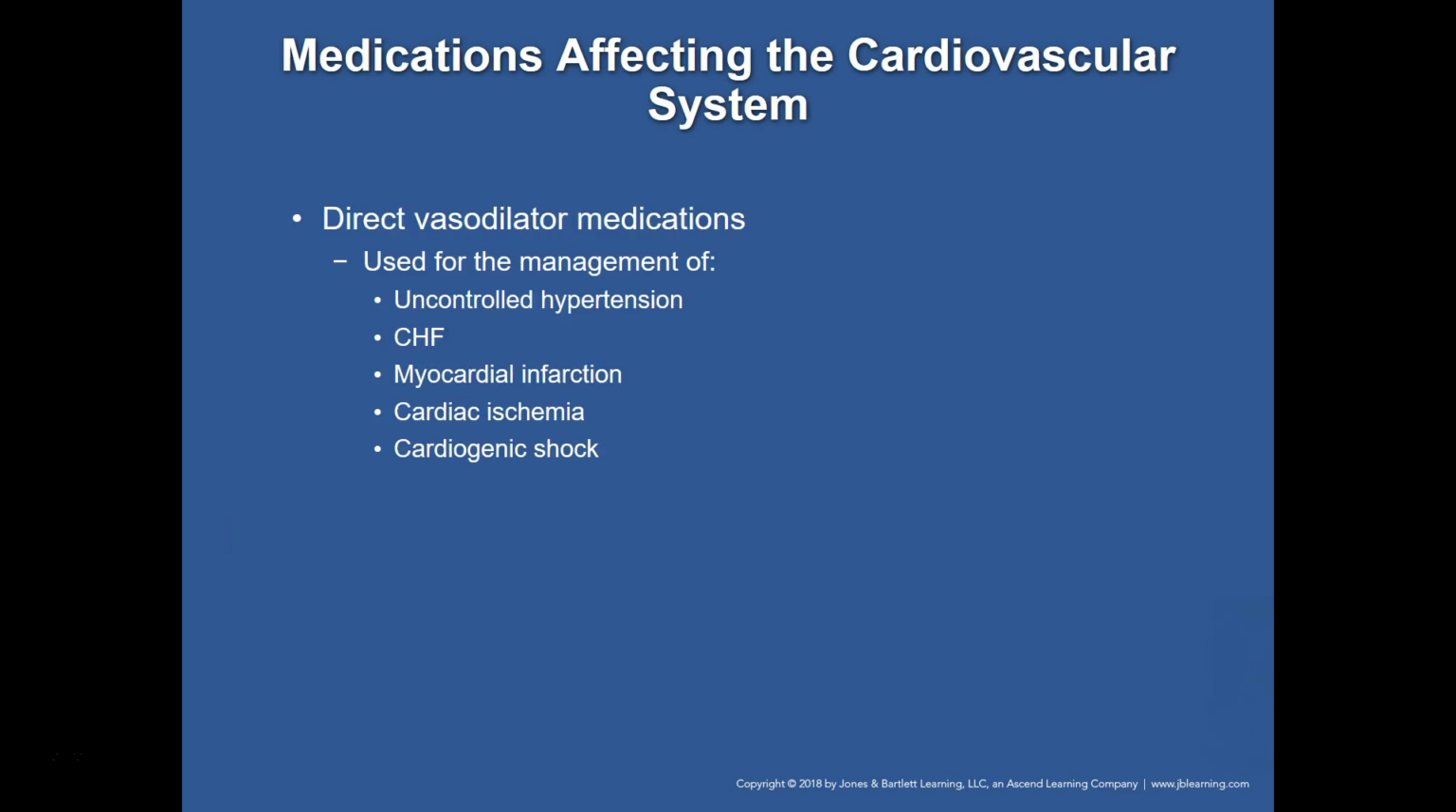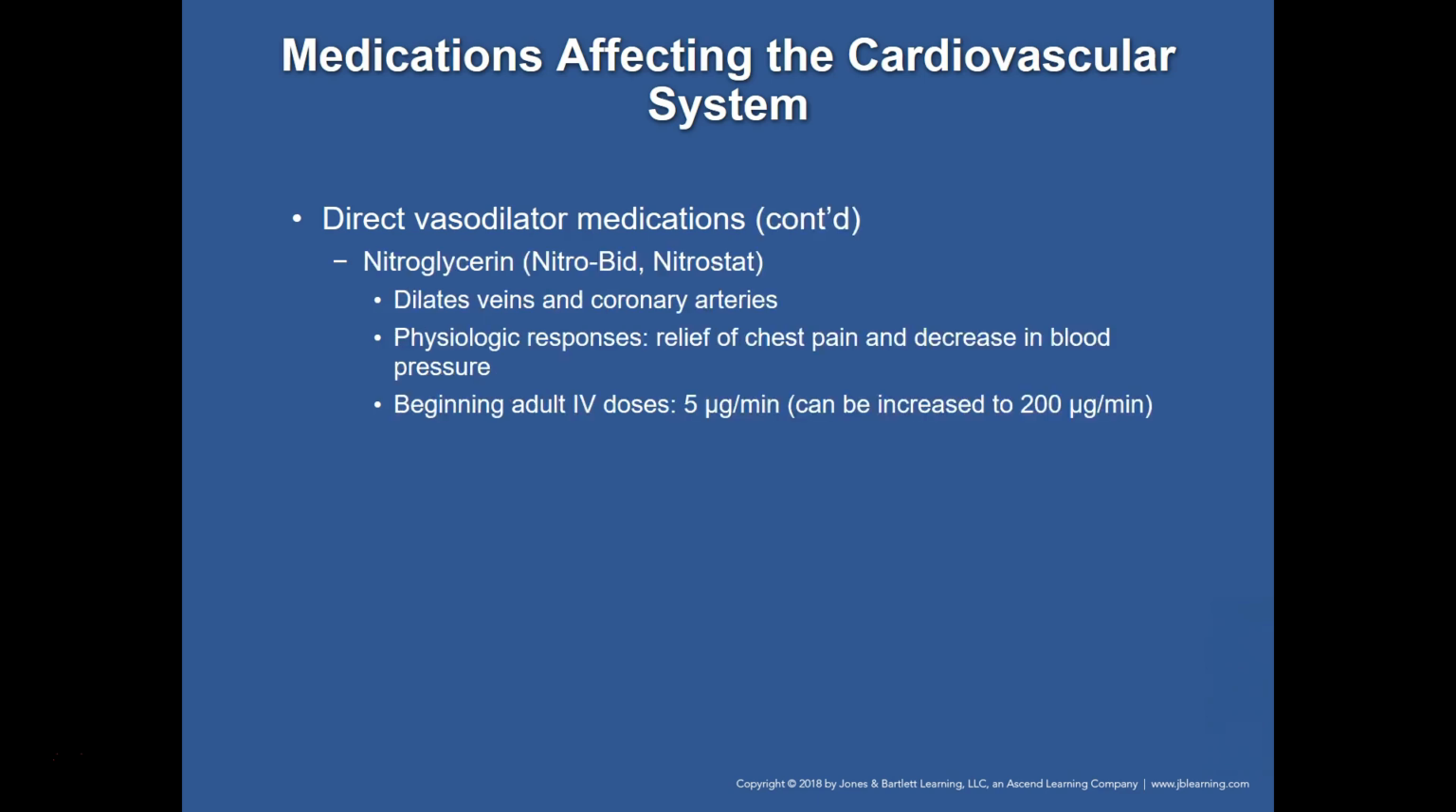There are some medications that are direct vasodilator medications that we use for uncontrolled hypertension, CHF, myocardial infarction, cardiac ischemia, cardiogenic shock. So there's a lot of other medications that are possible in our arsenal. Nitro is one of them. It dilates coronary veins and arteries, but it can dilate other arteries in the body. The idea is to dilate those arteries to get better blood flow. The dosage is IV, 5 micrograms per minute, can be up to 200 micrograms.